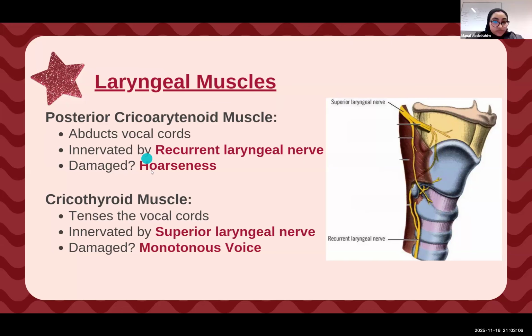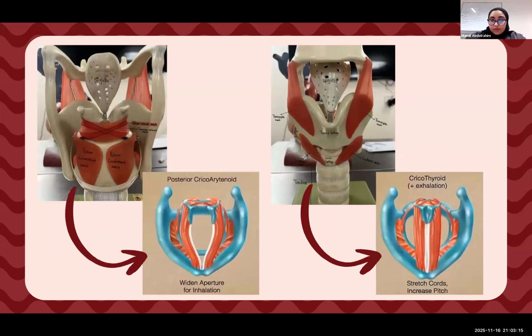Just know the muscle, the nerves, and what happens if they get damaged. If you're not getting this in the OSPE, you're getting it as an MCQ for sure, because it's very, very important.